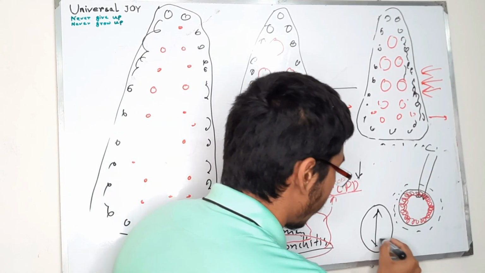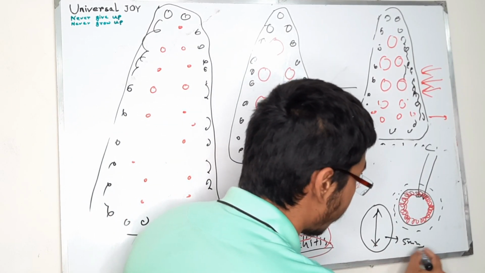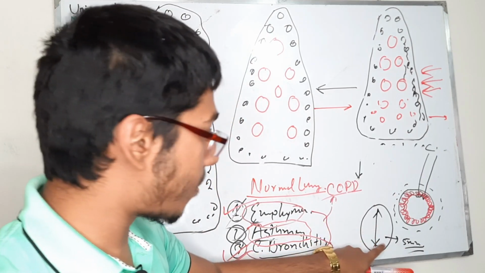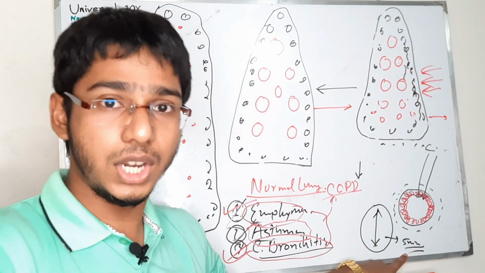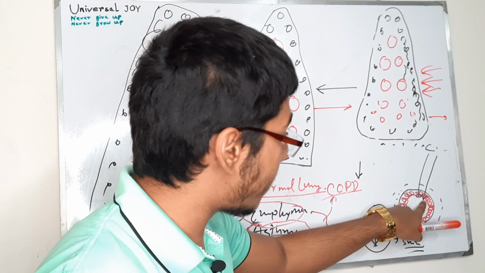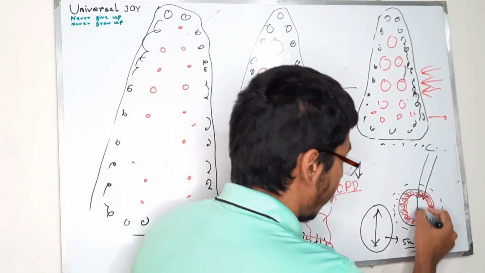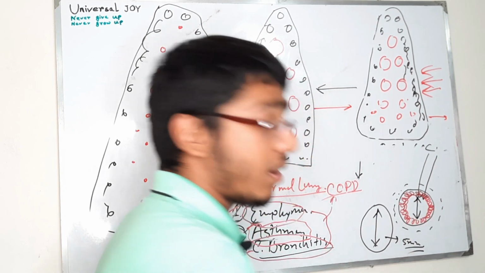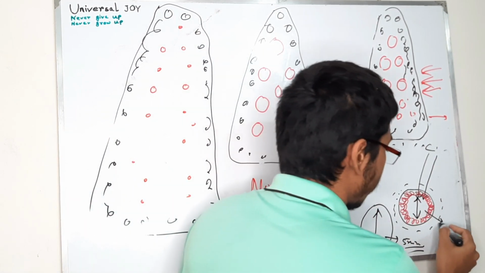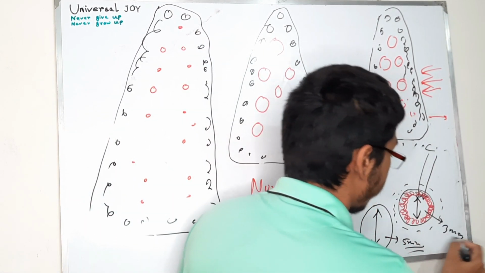Previously, when the airway was normal, when the airway was almost in this shape, that time we had approximately 5 millimeter in terms of the diameter. The aperture's diameter was approximately 5 millimeter previously in the normal condition. But now you can see there are some secretions surrounding this airway, so definitely the aperture's diameter will be falling down, and let's just suppose it has come down to 3 millimeter from 5 millimeter.